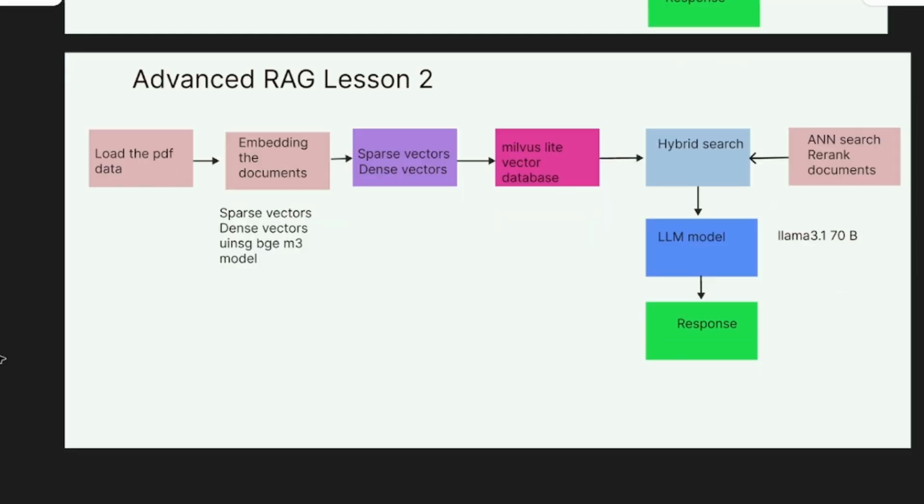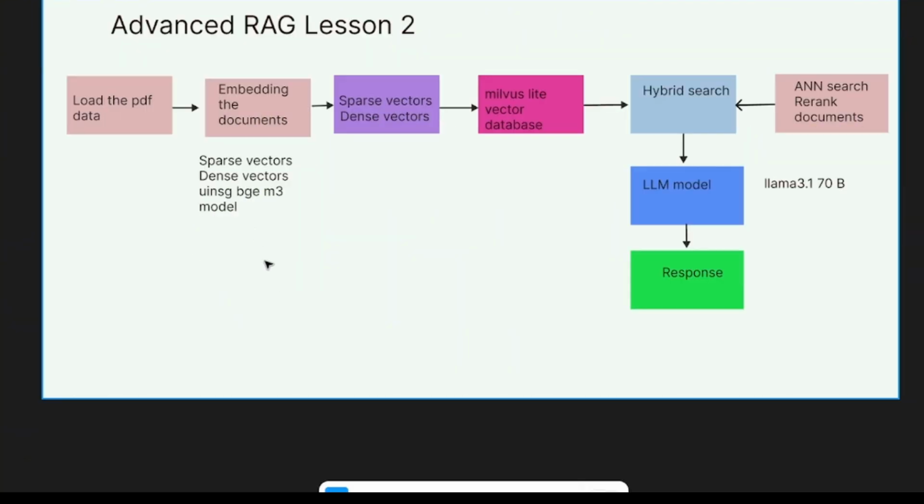So guys, now let's understand the advanced RAG lesson number 2 flowchart. Let's begin with loading the PDF. First we are going to load the PDF with the help of PDF plumber. After loading, I'm extracting text from the PDF and then embedding it with the BGE M3 model. After embedding, we'll get sparse vectors and dense vectors.